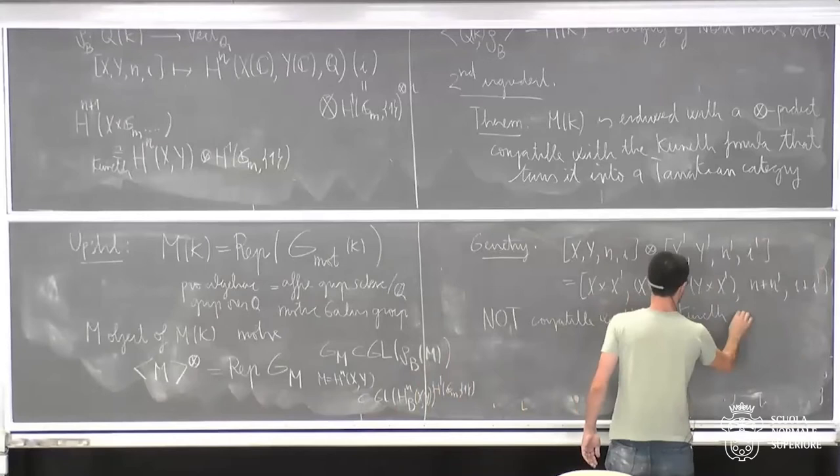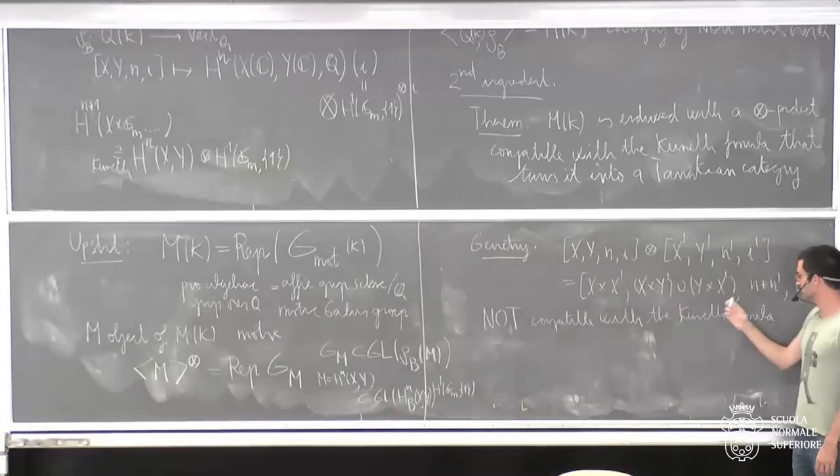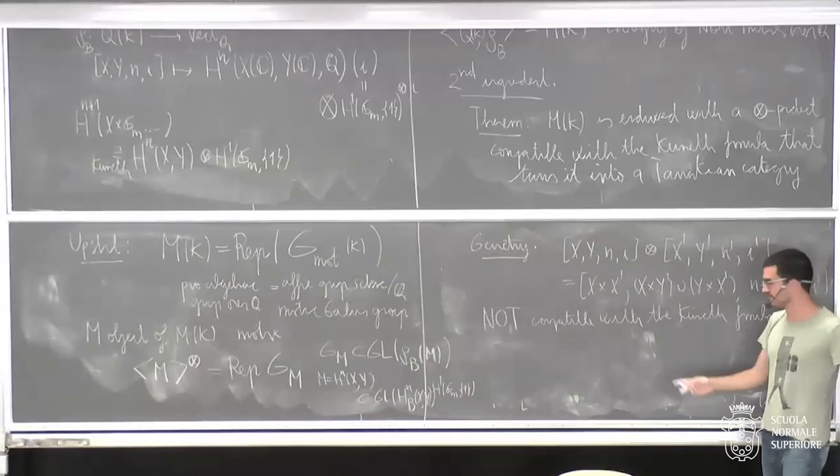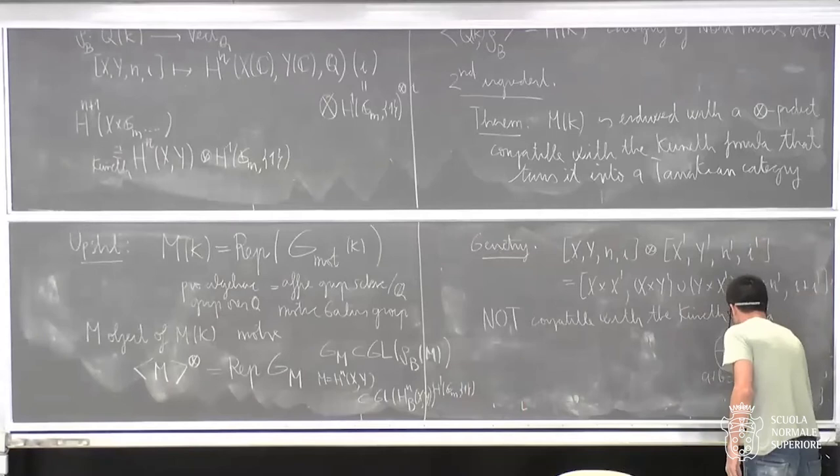Because when you compute the cohomology in degree n plus n prime, you have the contributions in degree n and the contributions in degree n prime, but you also have many other contributions. So this will be a sum over integers a plus b equals n plus n prime of cohomology in degree a times cohomology in degree b.